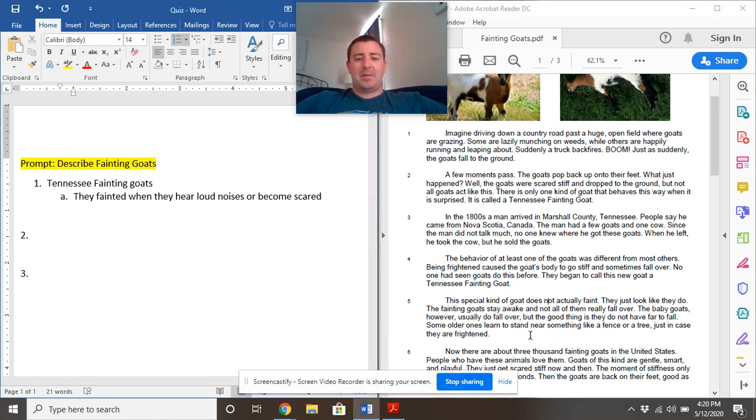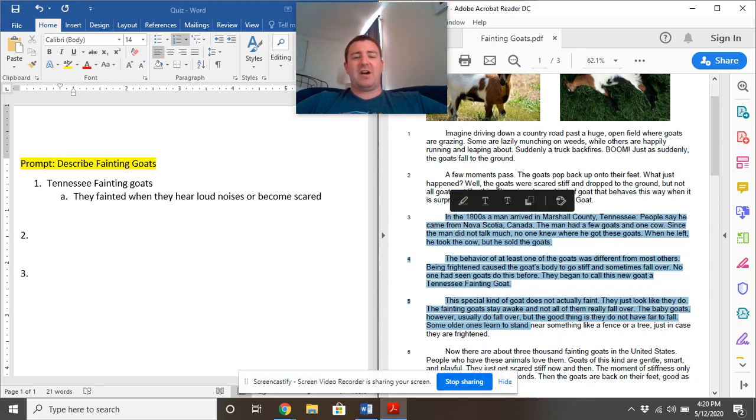Okay, so let's stop here. And let's take a look at paragraphs 3 through 5. There's some interesting information. Well, they are called fainting goats, but do they actually faint? Why don't you write a detail down to describe these goats?